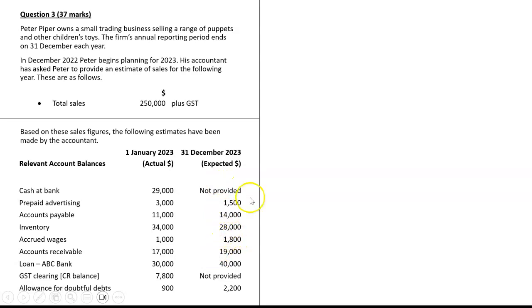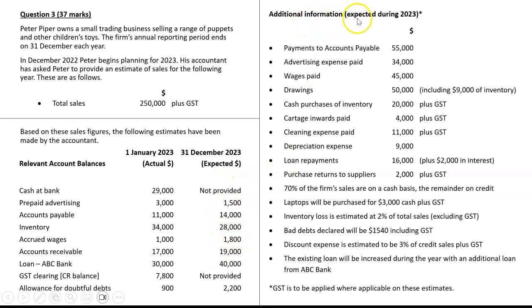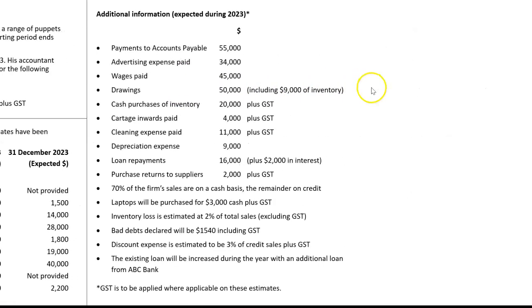Over here we've got additional information. This is expected to happen during 2023. So these will be our things that will go in our income statement and our cash flow statement, which are going to be the final questions. But before that, in order to produce those reports, we're going to have to do part A.